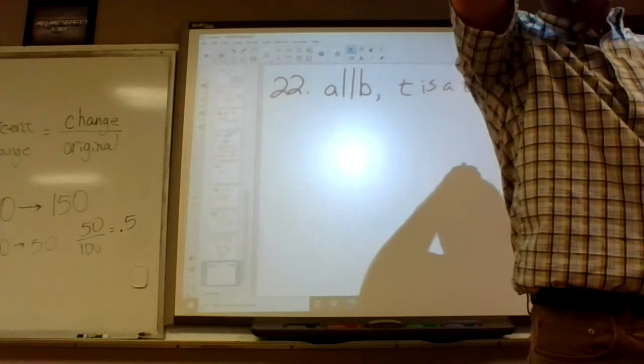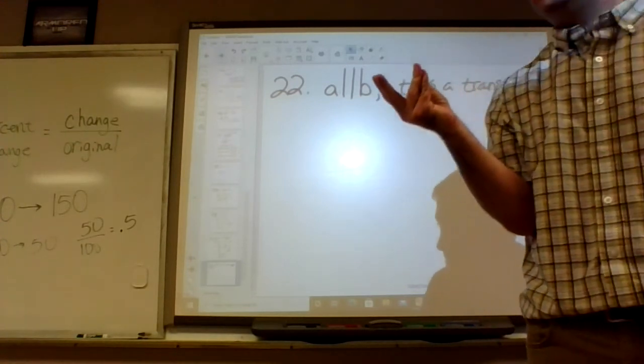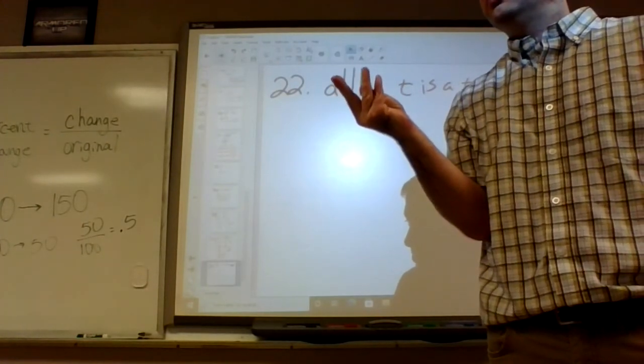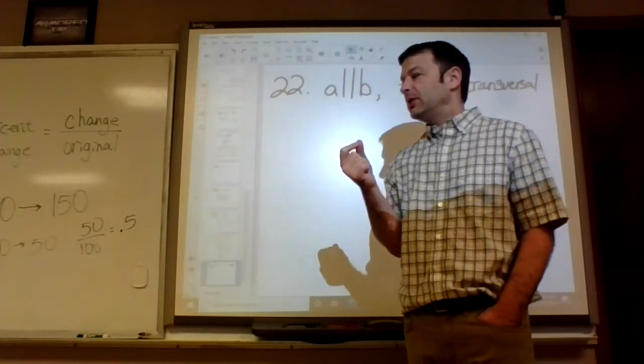Okay, on line 2, I'm not going to do the whole thing, but they said angle 1 is congruent to angle 3. How did they know angle 1 and angle 3 are congruent? In the picture, what kind of angles are those? They're corresponding angles. If the lines are parallel, we know corresponding angles have to be congruent. And that's what we're going to say for our reason on line 2. Corresponding angles are congruent when lines are parallel.